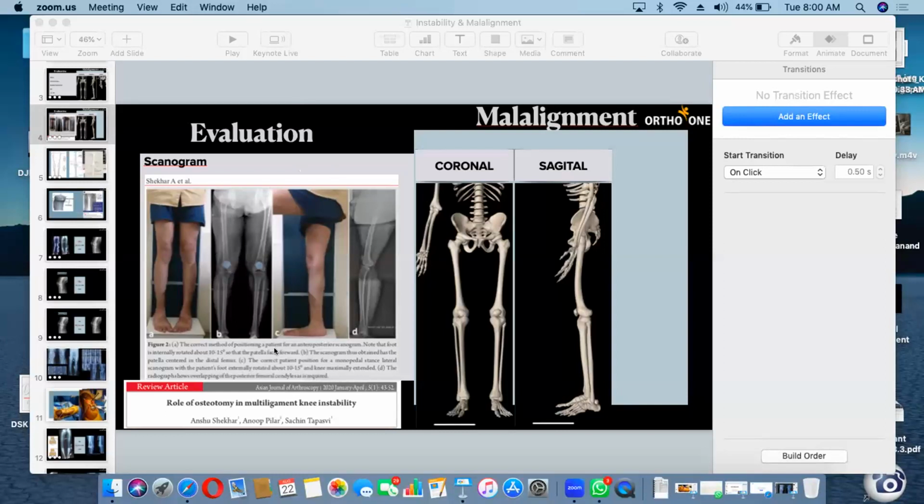So for any scanogram, we have to take a lateral scanogram also. That's the study which we have done, and there are a lot of points you can take. A lateral scanogram tells us whether an FFD is there or not, and it is mandatory to have a full-length lateral scanogram so that you can pick up certain things which are not picked up in conventional X-rays.